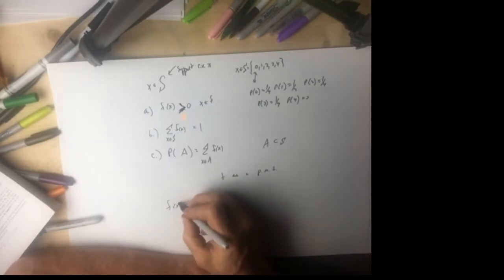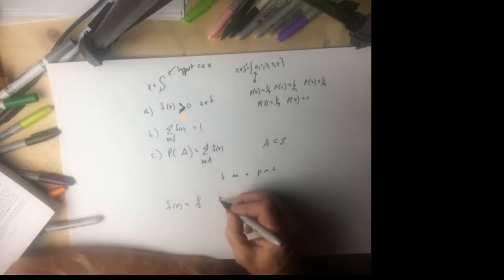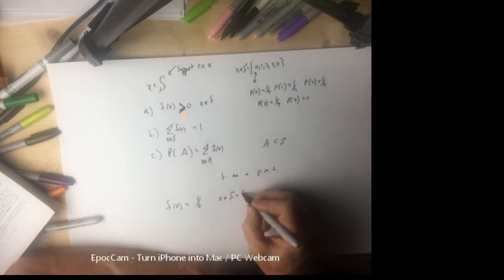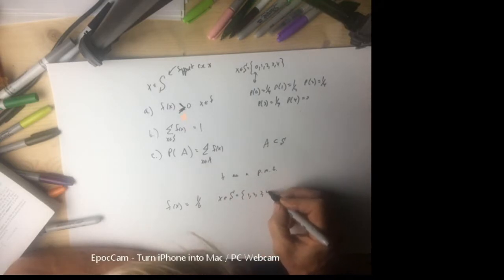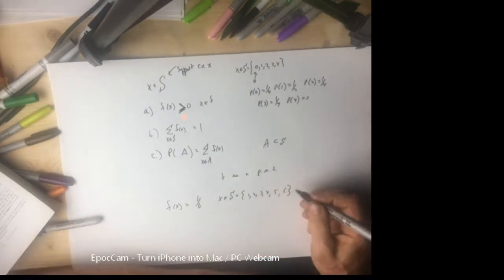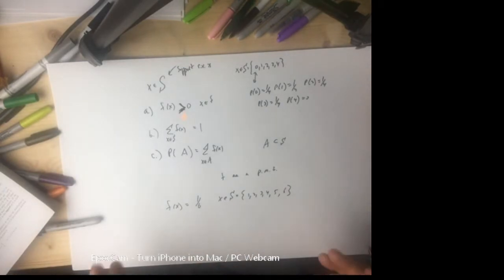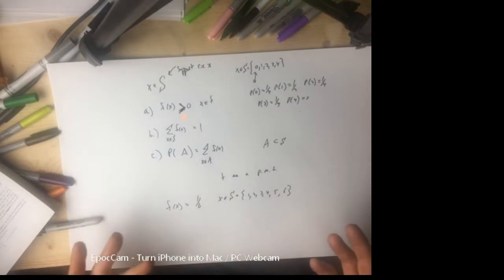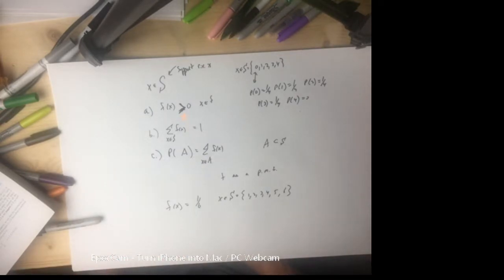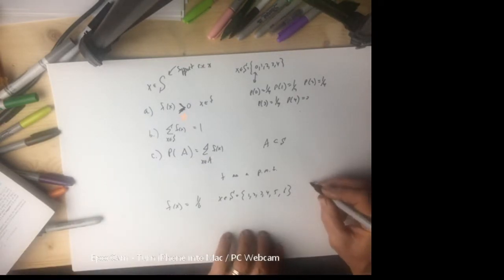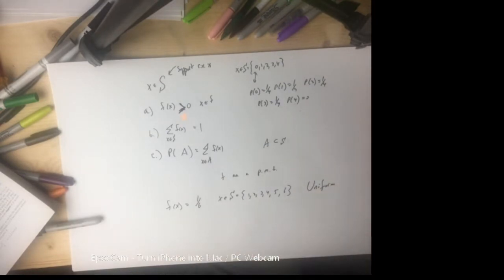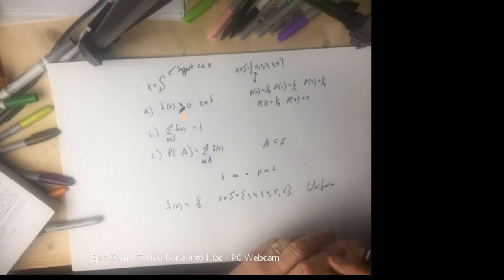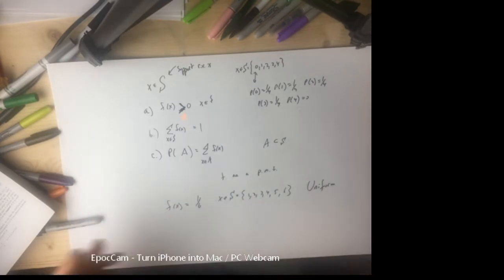So consider this one. f of x equals 1/6, x is an element of S, which is equal to {1, 2, 3, 4, 5, 6}. This is an example of what we call a fair die. Every number is equally valued. This distribution is a unique distribution. It's referred to as the uniform distribution. But there are bazillions of uniform distributions.